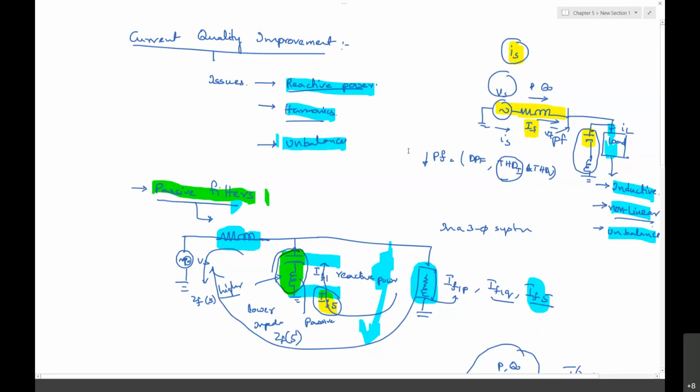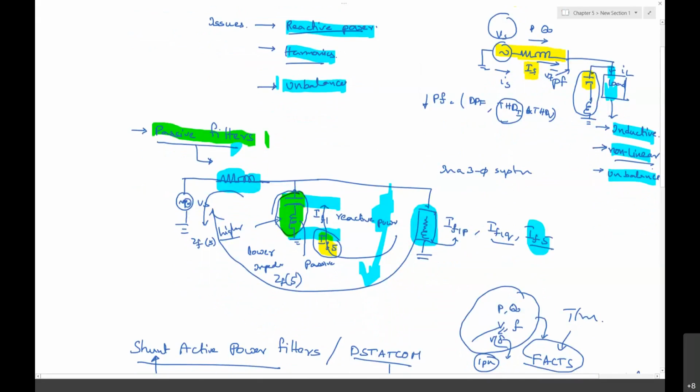Basically, if you see over here, this is about the passive filter. Because of the change of the parameters, especially the capacitance and the inductance over time, there is a change in the values of L and C. Because of this change, it is detuned to other frequency components, so it may not be useful to attenuate even the frequency for which it has been designed.